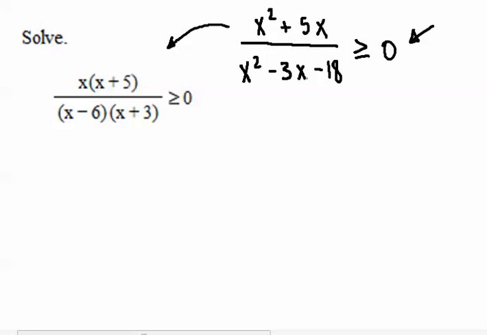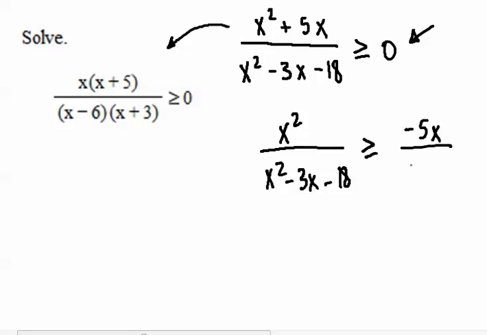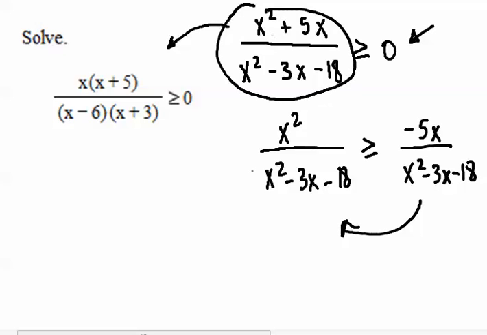So for example, it could have been something like x squared over x squared minus 3x is greater than or equal to negative 5x over x squared minus 3x minus 18. You don't need to write this down, especially since I'm recording it. Now I'm going to erase all this stuff, but the point is it could have started out like this. You would have had to add that piece over. That would have added the tops, but the bottom's the same. So it's just adding fractions.